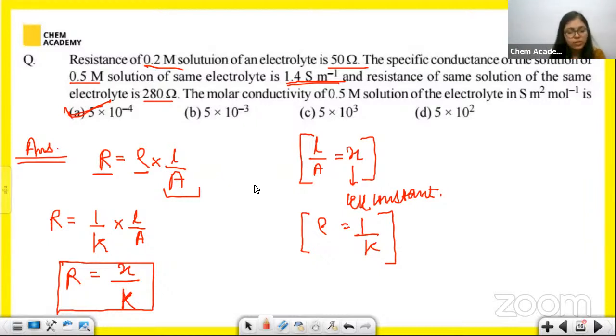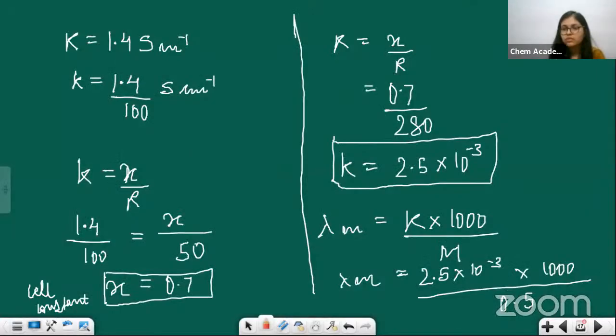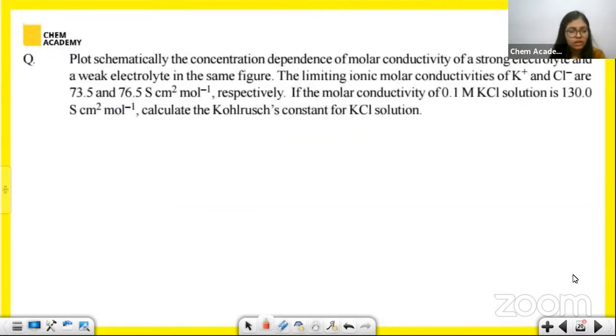Now we will move on to the next question for today. Let's see what this question says. This question says: plot schematically the concentration dependence of molar conductivity of a strong electrolyte and a weak electrolyte in the same figure. So first of all, let's see how we plot the curve. Then we are going to proceed to the next part of the question.